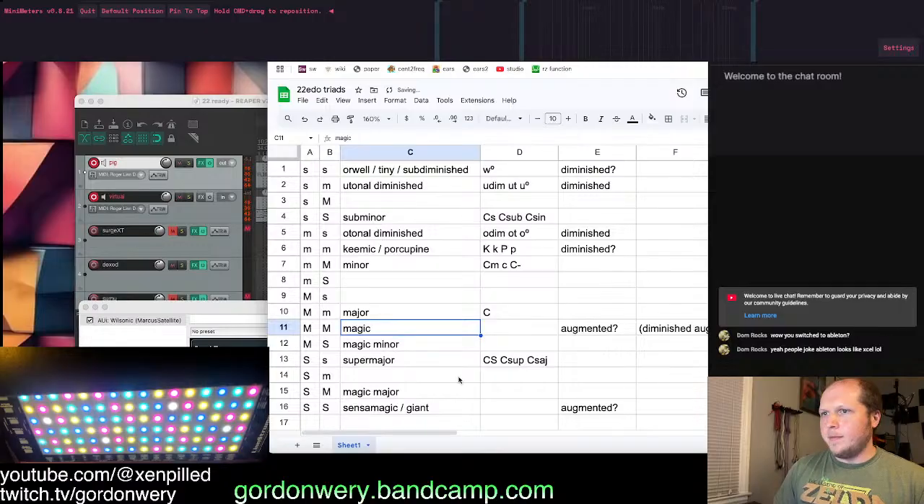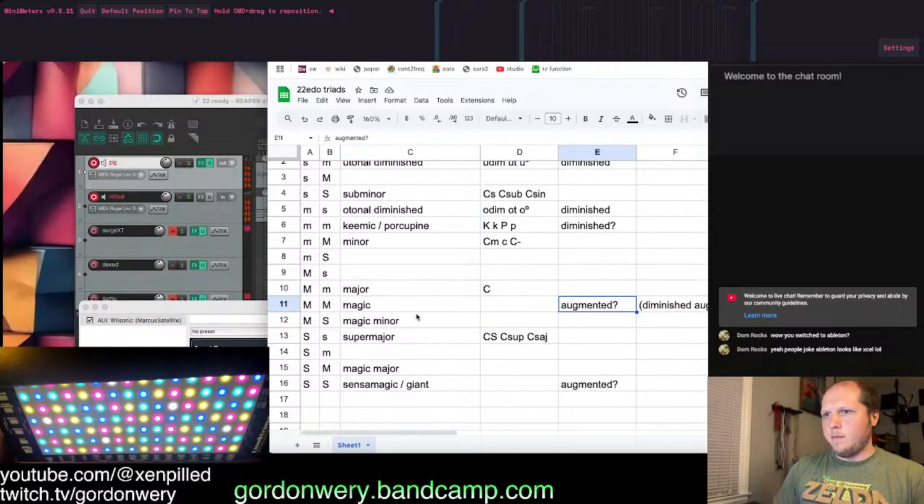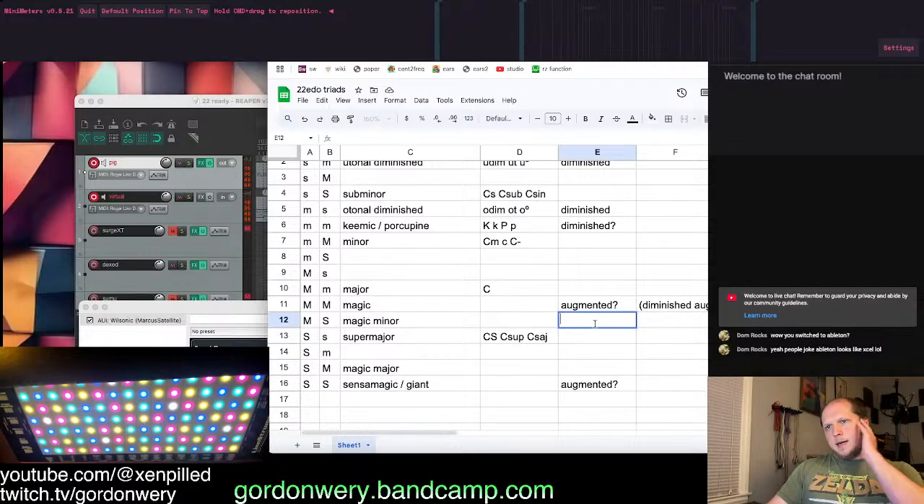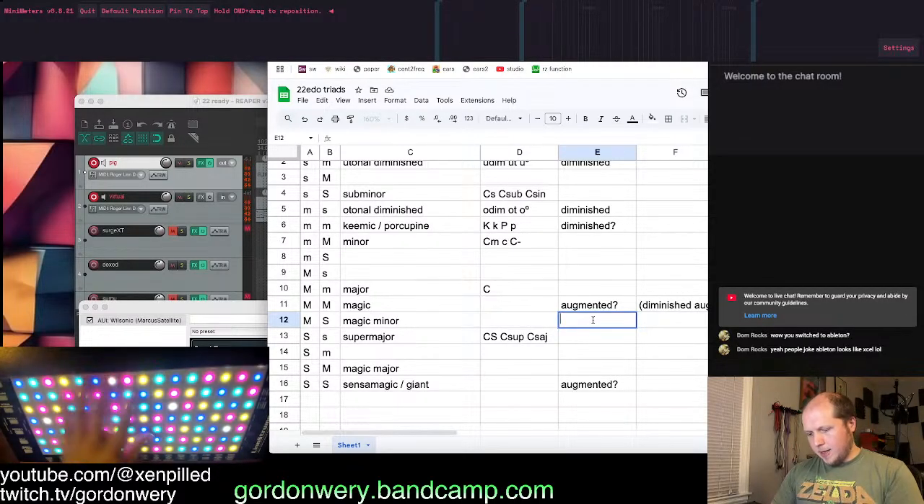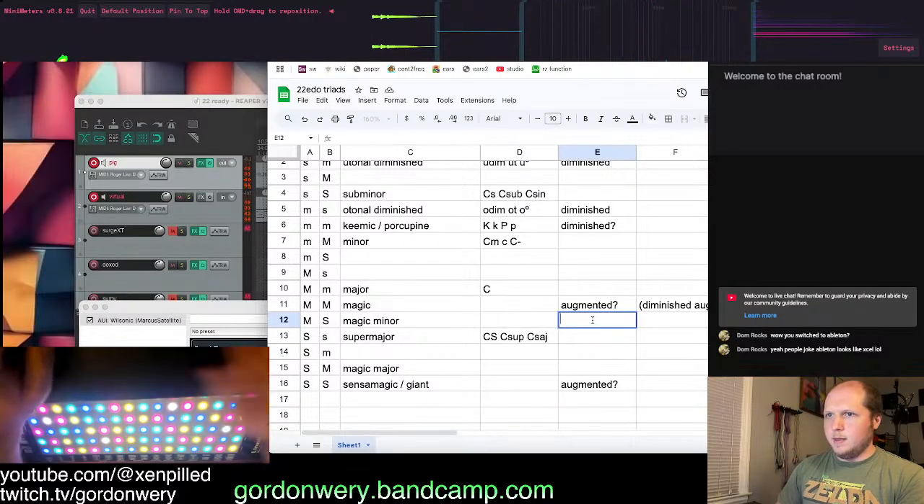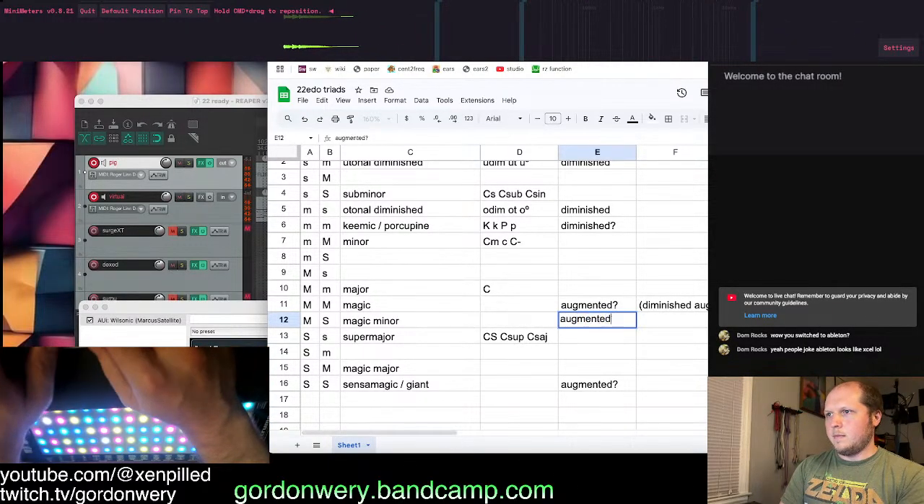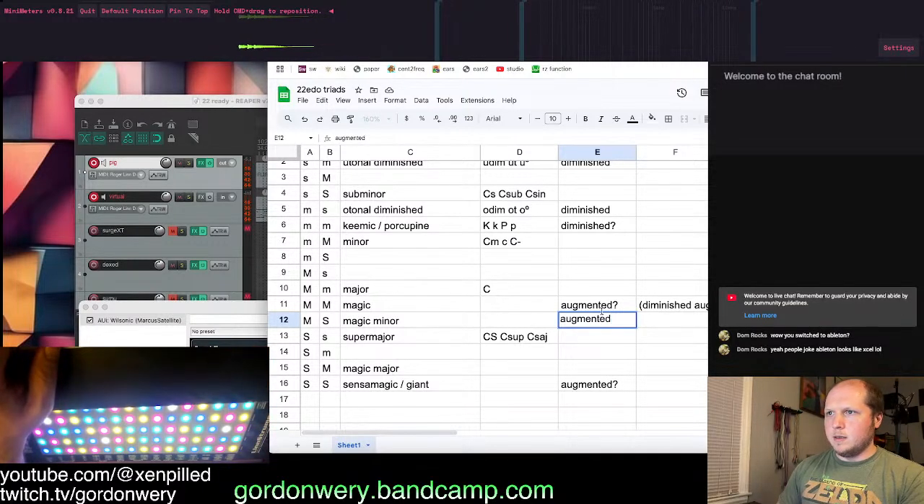And there you have it. So these I'm considering all augmented. And actually I think that this magic minor, to me, is the most augmented sounding.